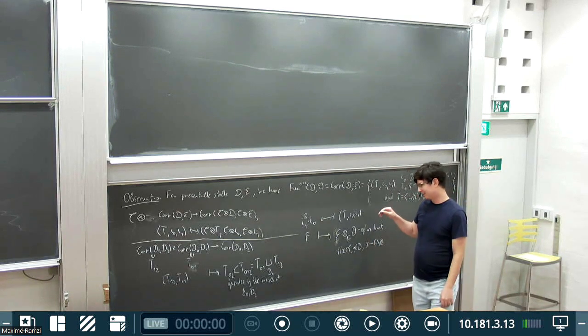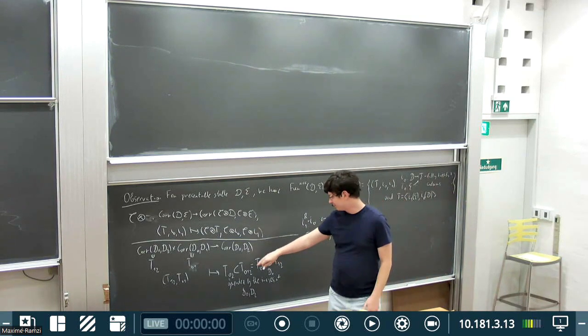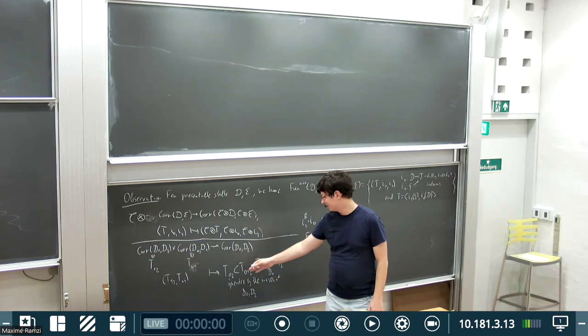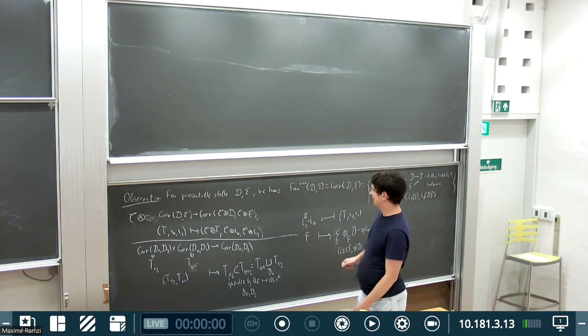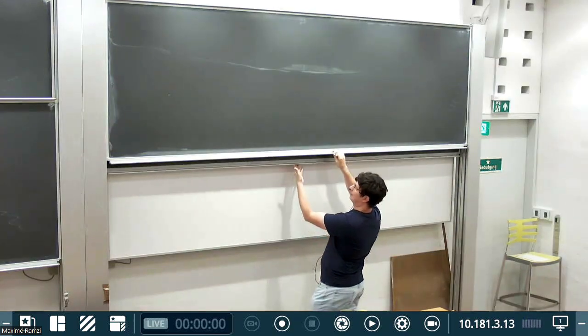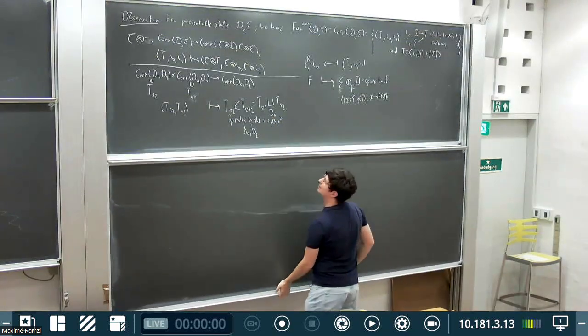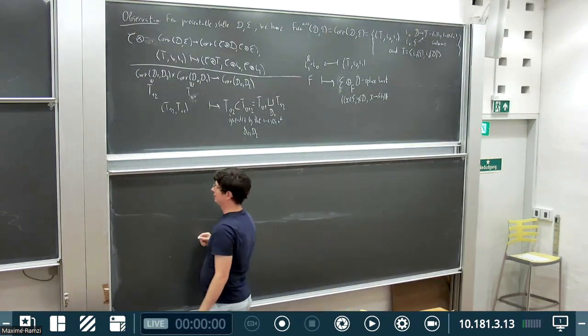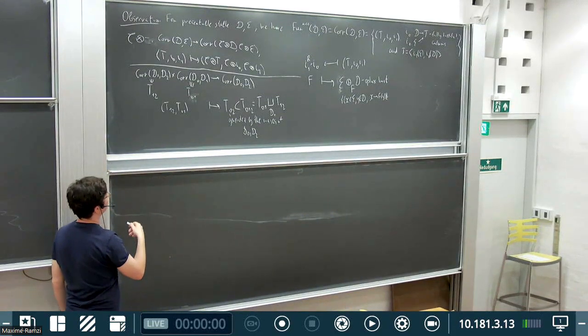So yeah, you need stability here. So we have this composition of correspondences defined by using this push out. And now let's understand what happens after we tensor with C.